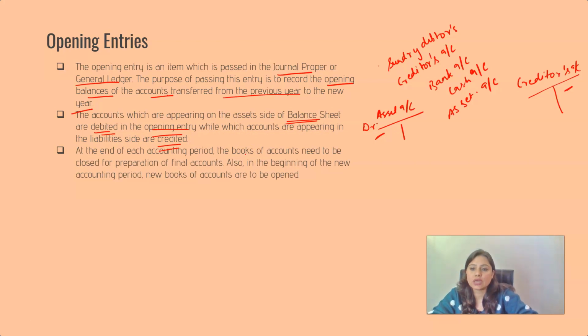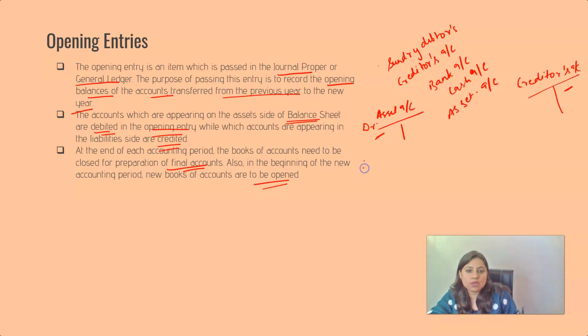At the end of each accounting period, the books of accounts need to be closed for preparation of the final accounts, and at the beginning, the new books of accounts are to be opened. It's not that the ledger account that you have maintained, date wise, continues. At the end of a particular accounting period, that ledger account will be closed, and a closing balance which has to be carried forward to the next accounting period would be determined. The closing balance of a previous year becomes the opening balance of the current period.